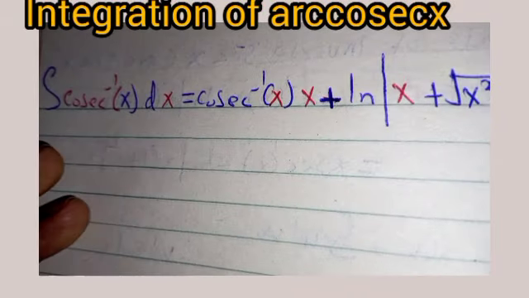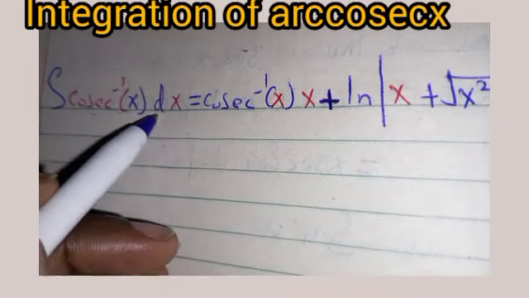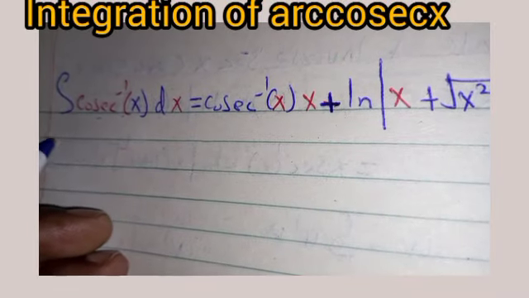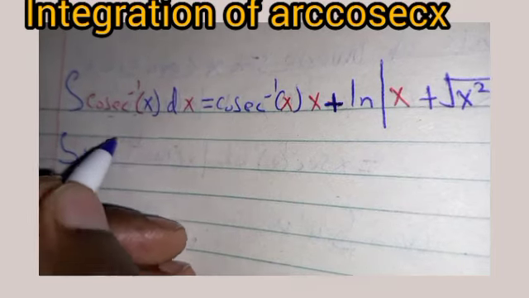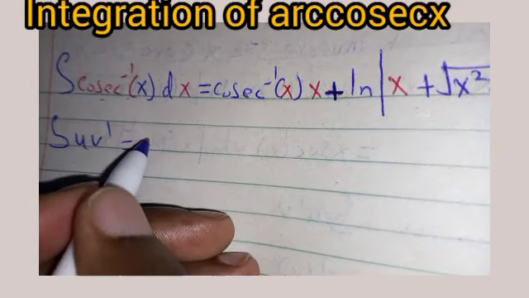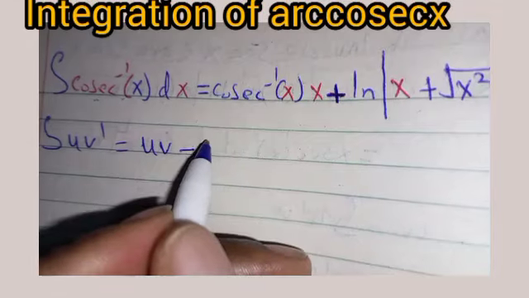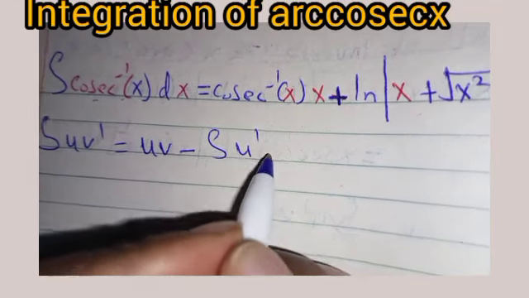We want to see how you obtain the integral of cosec inverse of x dx, and this is the result. This is done by integration by parts, which tells us that the integral of u v prime is equal to uv minus the integral of u prime multiplied by v.